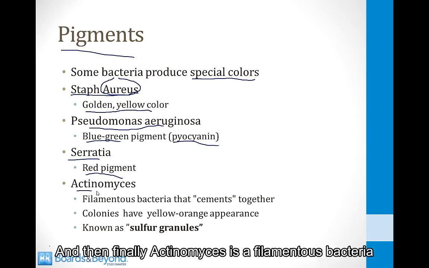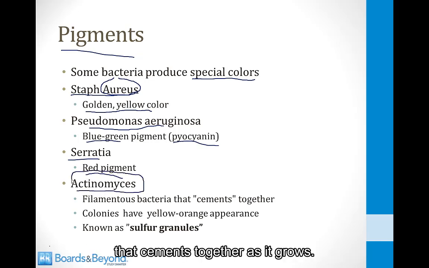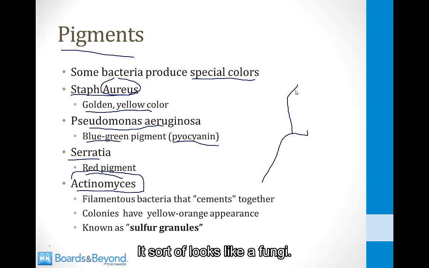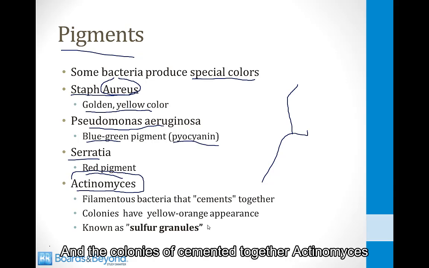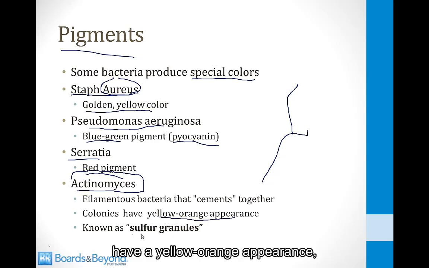And then finally, actinomyces is a filamentous bacteria that cements together as it grows. So it's a long, branching bacteria. It sort of looks like a fungi, and in fact, when it was first discovered, people thought it was a fungi, but it turns out it's a bacteria. And the colonies of cemented together actinomyces have a yellow-orange appearance, and they're called sulfur granules.